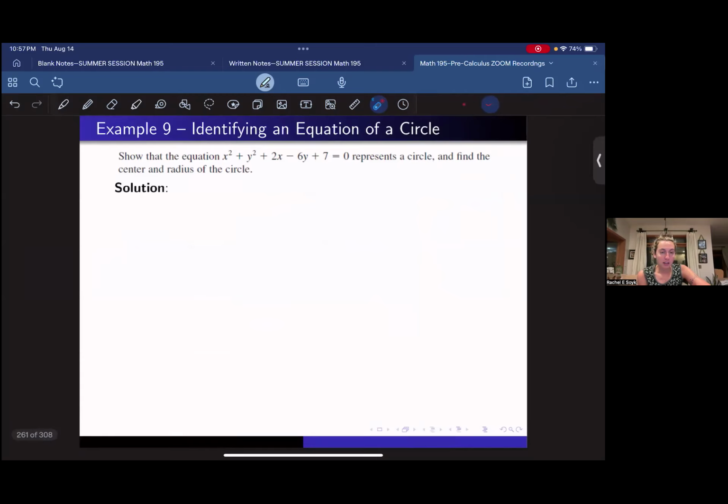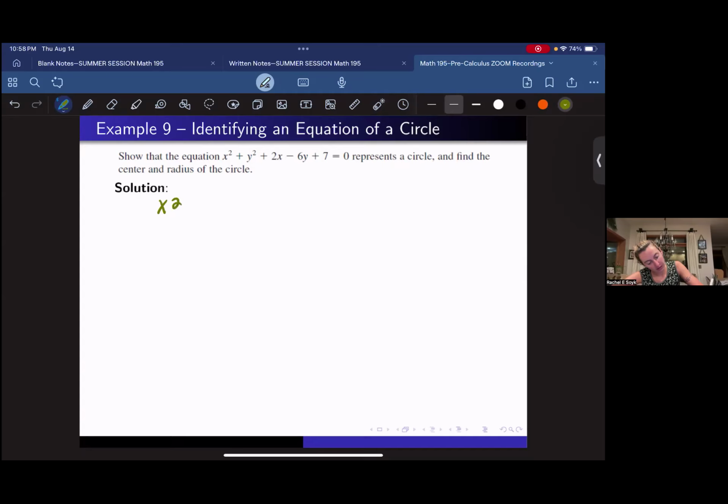Right? Example 9, this is our last example for this section. And we are asked to show that this equation represents a circle. We want to find the center point and the radius, aka put this into standard form, aka we need to complete the square 2 times.